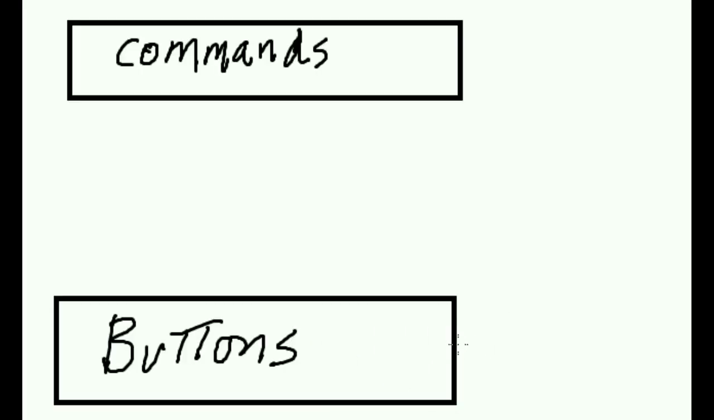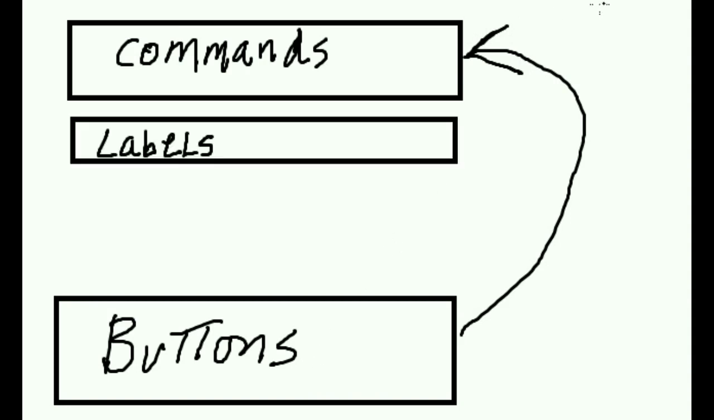Now the basic structure of my program is as follows. I have a buttons section, and that points back to a commands section. Click on this button, certain commands get executed, and the commands are defined up here, and the buttons down here. And beneath that I have a labels section that defines where the labels go on my input screen.